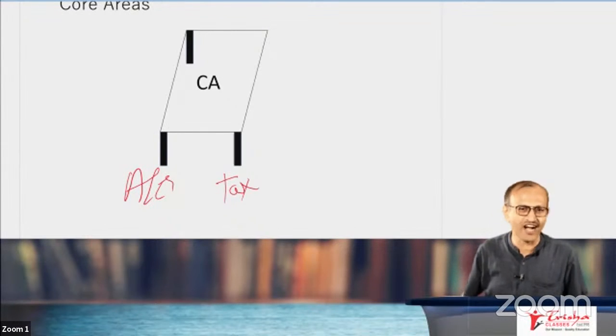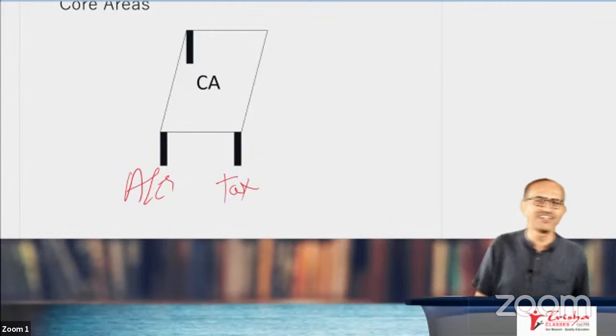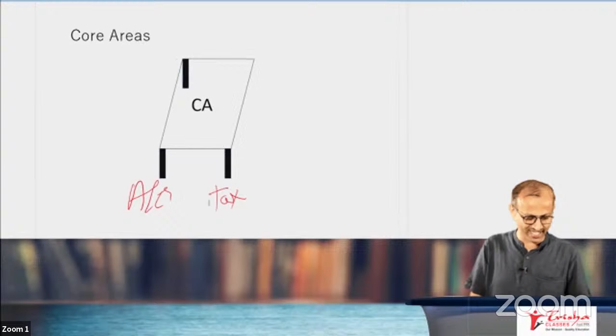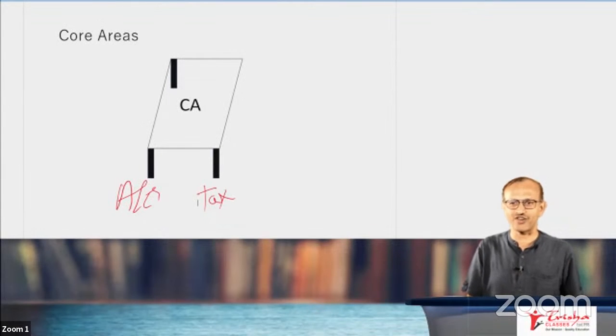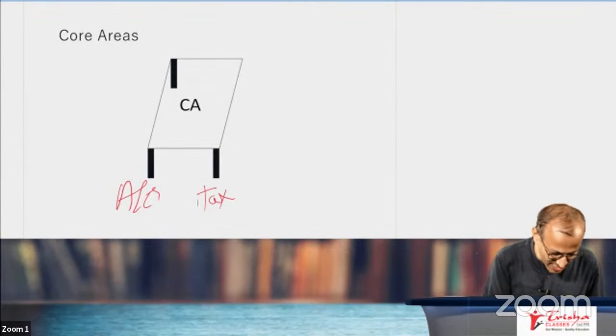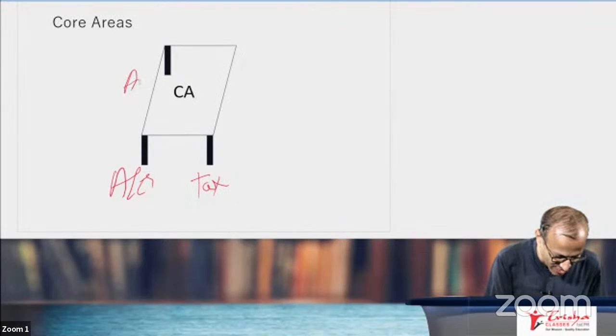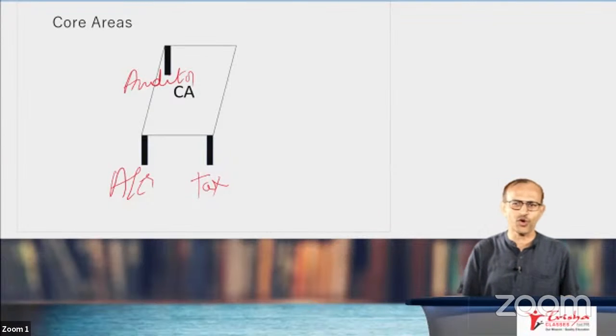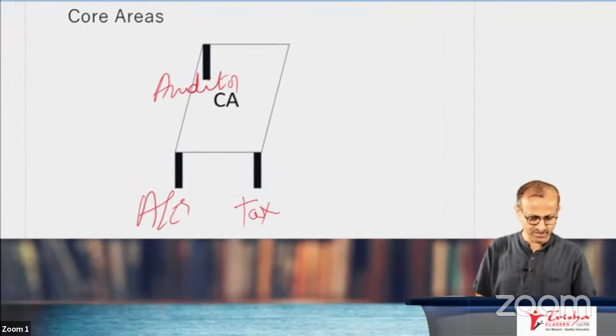Third area: after becoming a chartered accountant, you are named as what? Any other name for you? Assume 3 or 4 years down the line. Yeah, you are named as auditor. Therefore, another area that all of you are looking at is being an auditor. I think these are the three core areas that we all know.